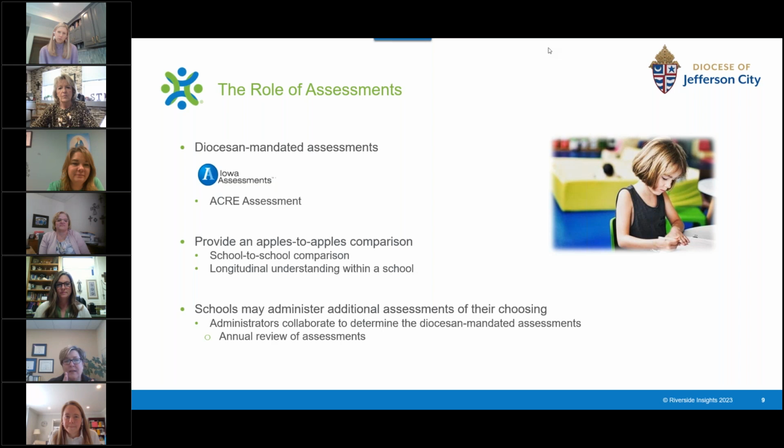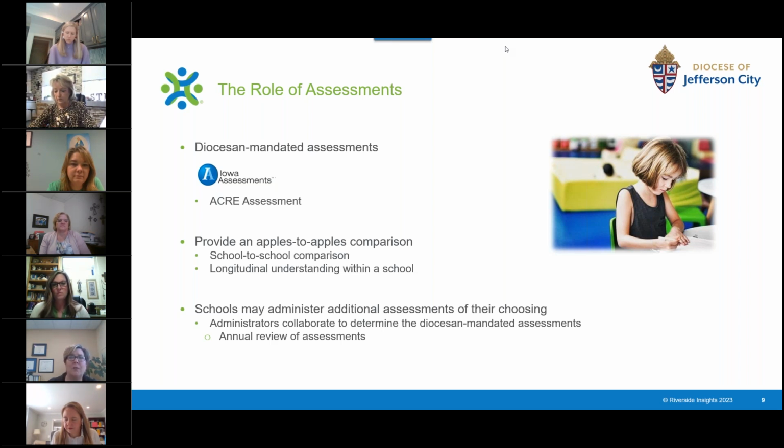Well, we have 2 diocesan mandated assessments: our Iowa assessments that we do every fall, and an ACRE assessment, which is done through NCEA that we do 3 times during a student's school career that gives us an idea of their faith development. We use the Iowa so that we can have an apples to apples comparison from school to school, and also longitudinal understanding within a school.